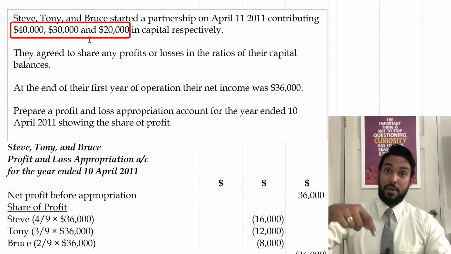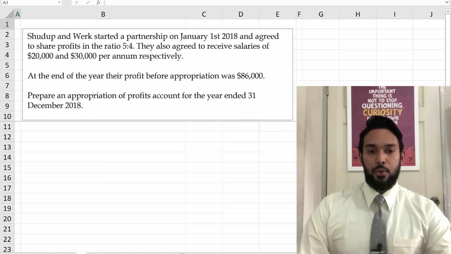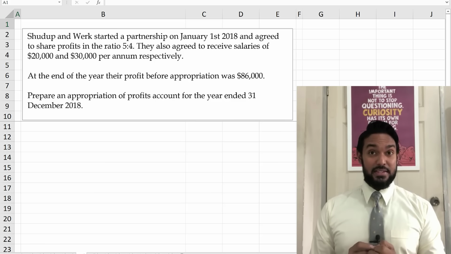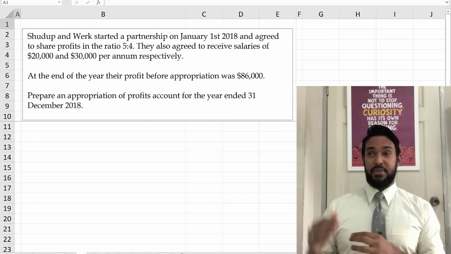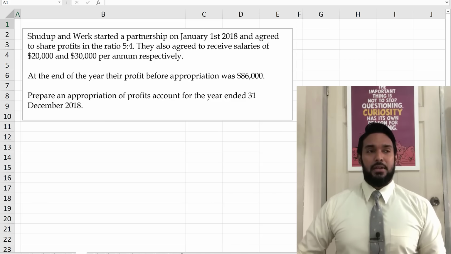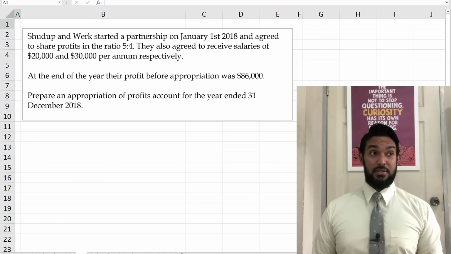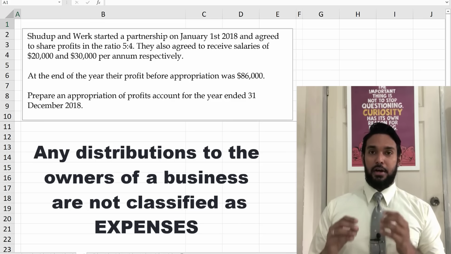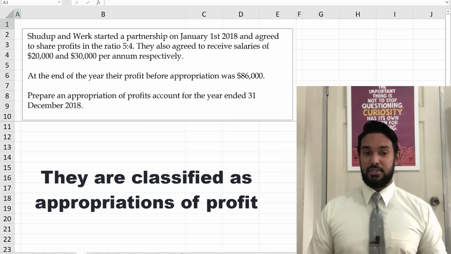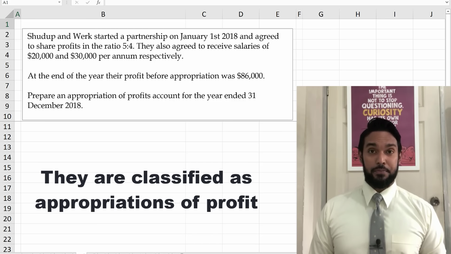Okay guys, so in this example, we're going to have our first look at where partners earn salaries. Now, partners' salaries are not expenses, because we are accustomed to seeing salaries and wages up in the expenses section in the income statement. But partners are not employees of the business. They own the business. And any distributions to partners are appropriations of profit, not expenses, and hence will go in the appropriation section.